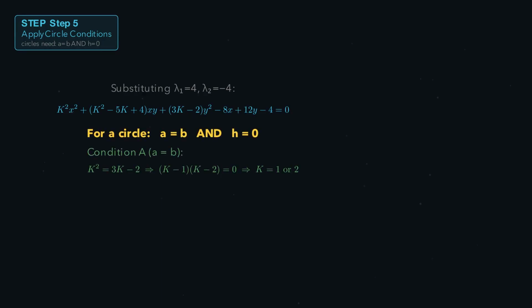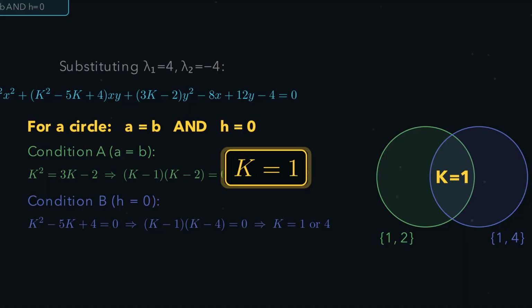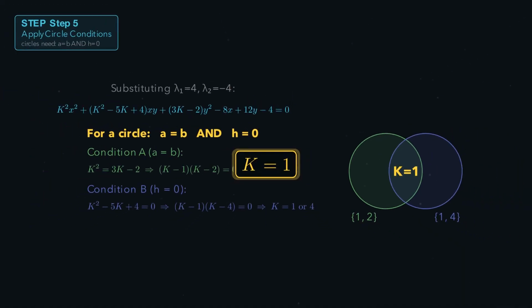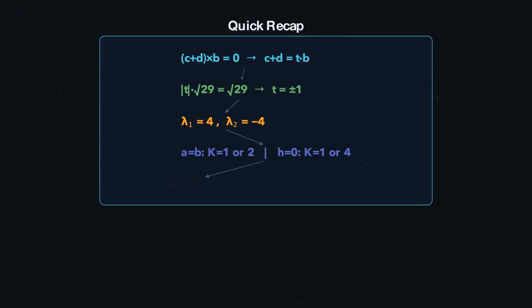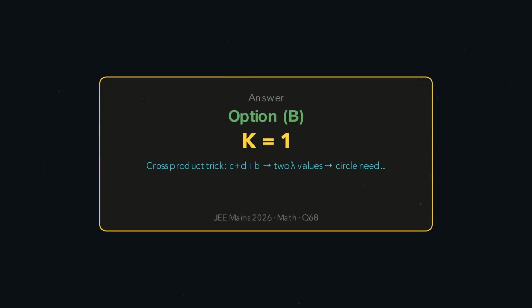Plugging in, the conic equation has k squared as the x squared coefficient and 3k minus 2 as the y squared coefficient. For a circle, these must be equal. That gives k equals 1 or k equals 2. The cross-term coefficient must also be 0. That gives k equals 1 or k equals 4. The only value satisfying both conditions is k equals 1. For k equals 1, the equation simplifies to x squared plus y squared minus 8x plus 12y minus 4 equals 0. A genuine circle centered at (4, negative 6).